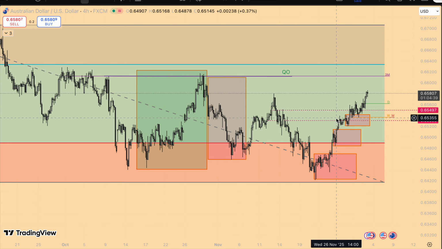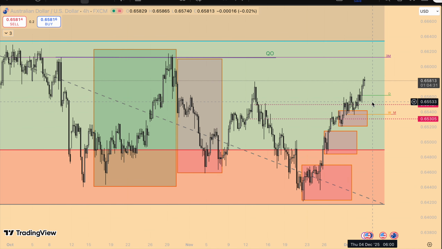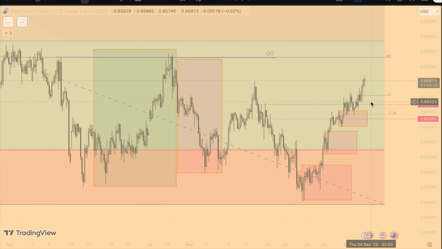So you can see now we're just squeezing into the highs, and maybe we get a liquidation event, and then from there we could start to push up again, as we have that news on USD today. So let's keep an eye out for that.